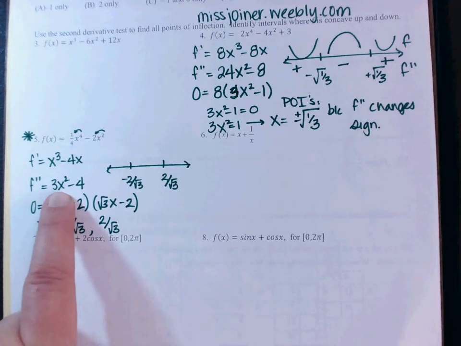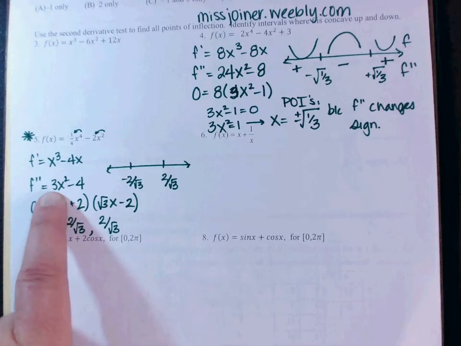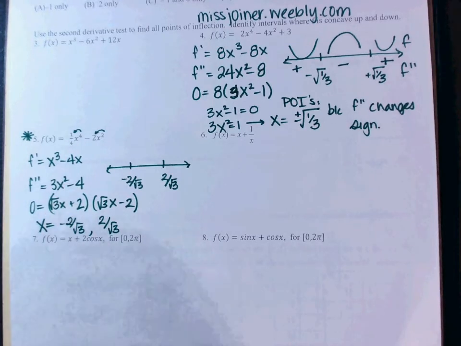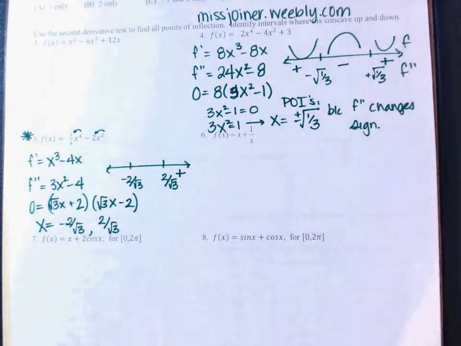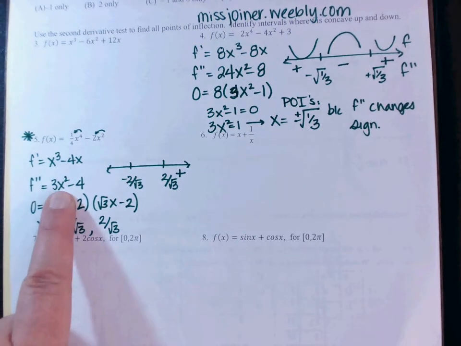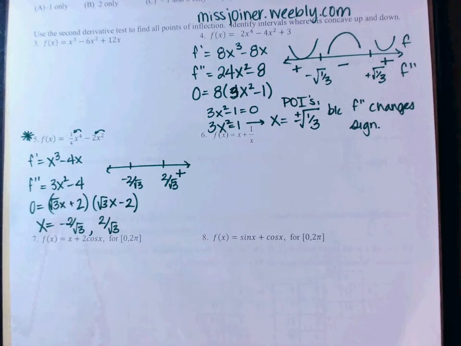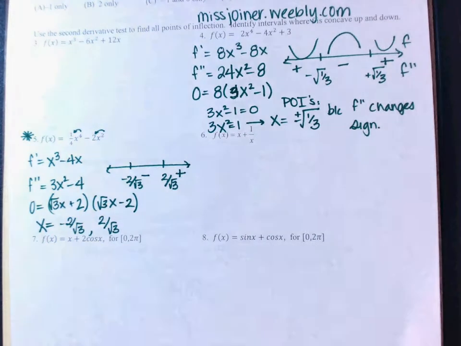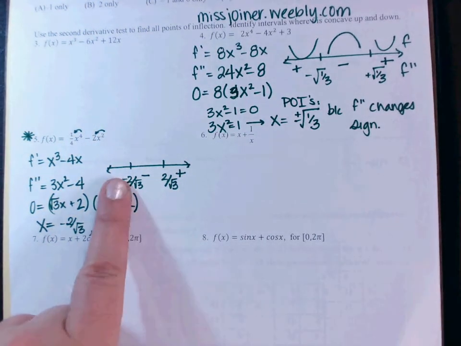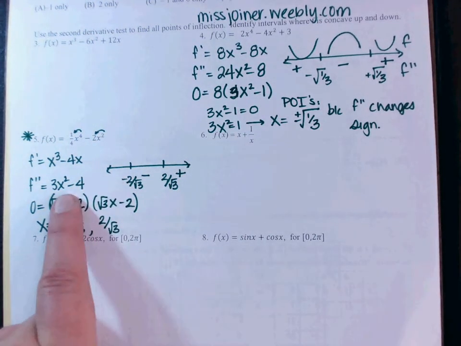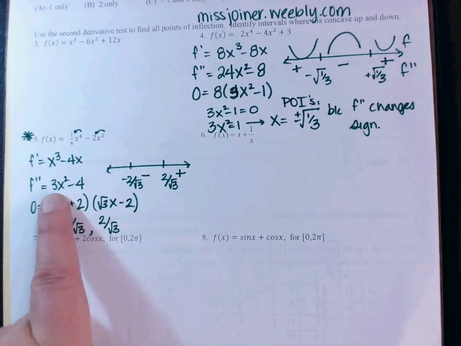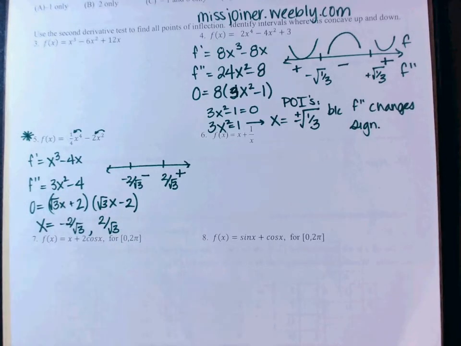10 squared is 100. 300 minus 4. What do I get? Positive. Now I'm going to pick 0. 0 times 3 is 0. Minus 4 is negative. Next I'm going to pick negative 10 because I know that's on the left. Negative 10 squared is 100. 300 minus 4 is positive.